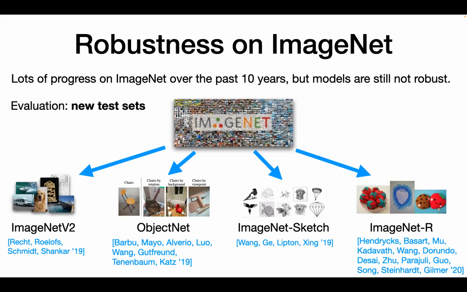The idea with all of these is, let's build a test set with the same classes as ImageNet. So we can use an ImageNet classifier right away in a zero-shot manner, but we are going to change some things about the distribution of those images. Maybe we'll change the annotation process, or we'll use sketches instead of real images, and so on.